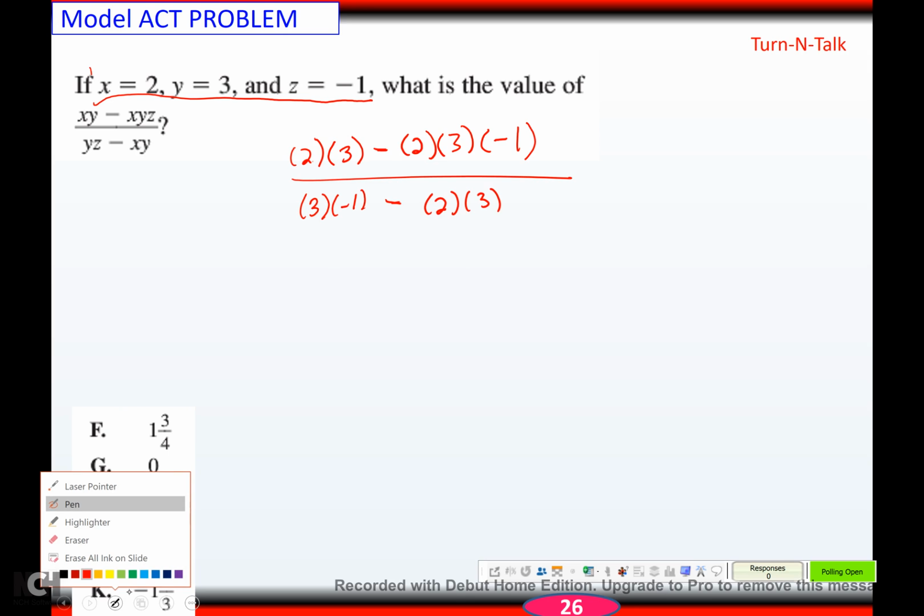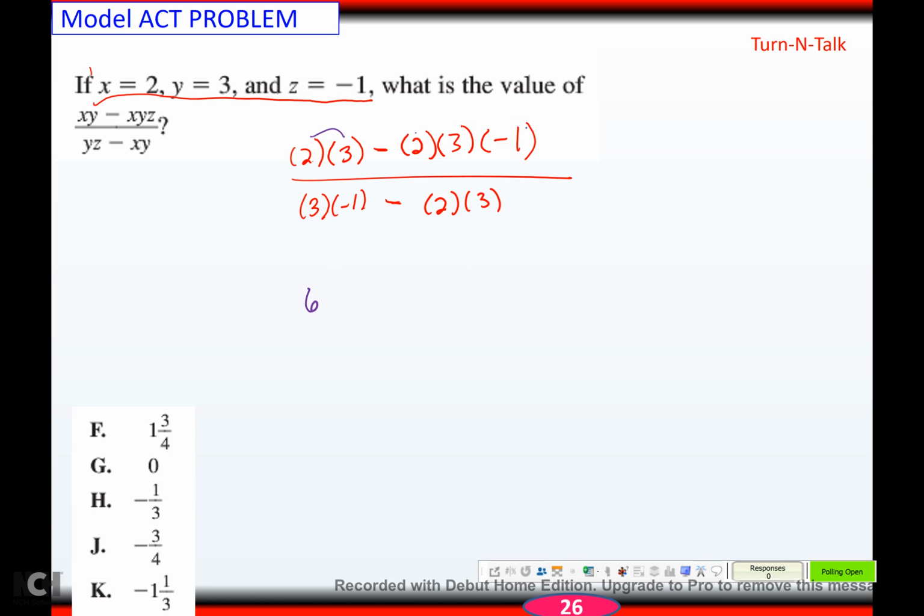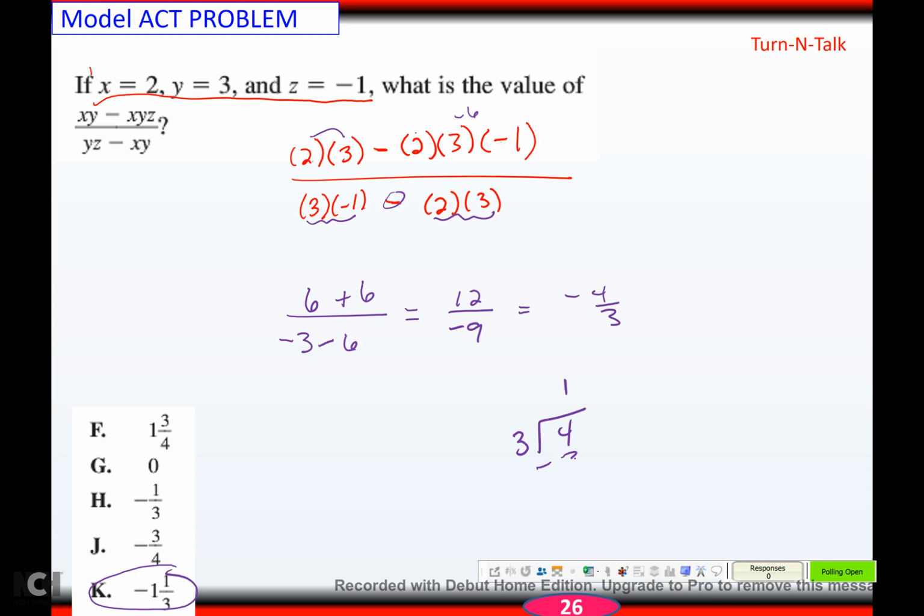Now we just follow order of operations. So I've got all this in parentheses, multiplication first. So 2 times 3 is 6. 2 times 3 is 6 times negative 1 is negative 6, but minus a negative 6 makes it positive 6. On bottom, 3 times negative 1 is negative 3. Bring down the minus. And 2 times 3 is 6. So on top I get 12, and on bottom I get negative 9, and I can reduce that, which would be negative 4/3, which isn't there because they made it a mixed number. 3 goes into 4 one whole time. Take away 3, leaves 1 left over. So my answer is negative 1 and 1/3.